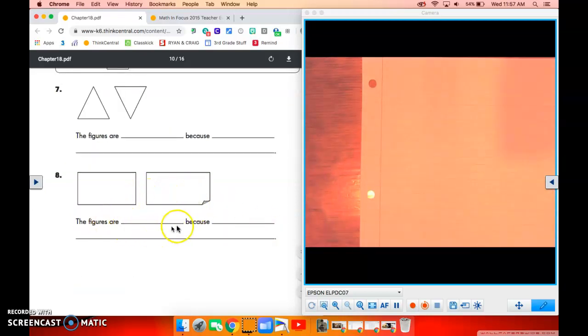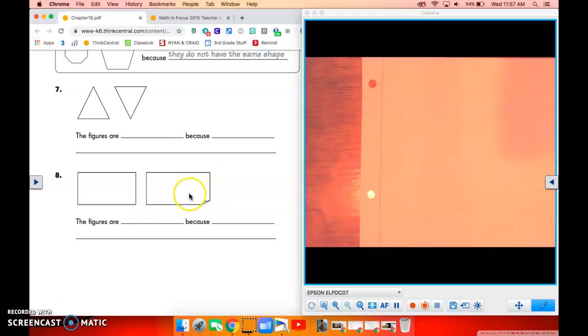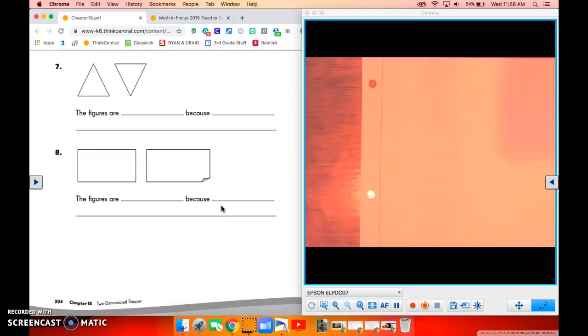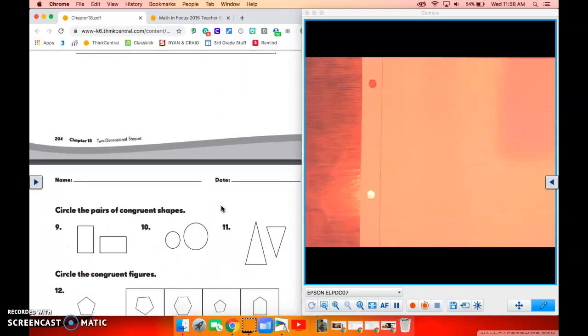Number 8, the figures are blank because why? Well, they look almost congruent, right? But when I'm looking at it, this one over here looks just a little bit longer, and it has this little turn, like a page flip turner kind of thing. So for 8, they are not congruent because they are not the same size.